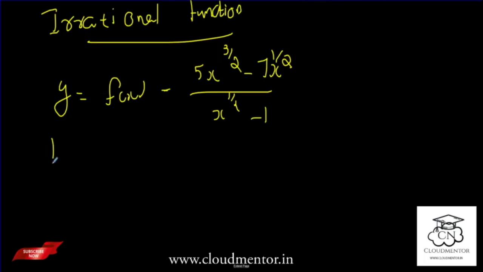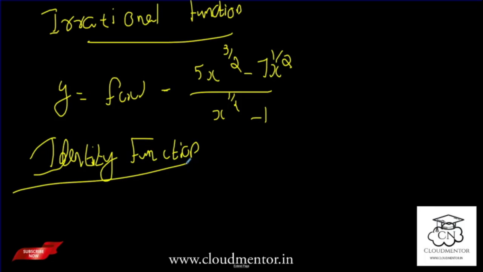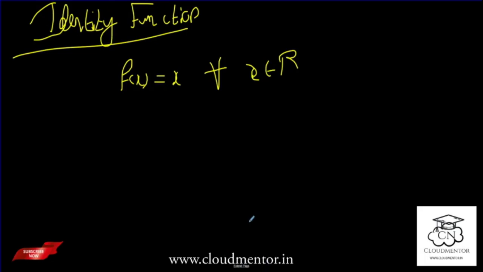And the next type is the identity function. The function f of x equal to x for all x element of R is known as the identity function, and it is the straight line passing through the origin and having slope unity. So the graph is a straight line passing through the origin and having a slope of 1.